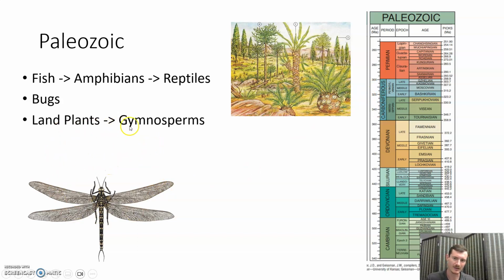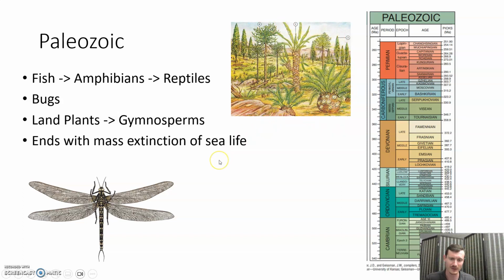We finally get our land plants. Earliest ones, at least in this era, tend to be gymnosperms, right? Stuff with naked seeds, no fruit or flowers, everything kind of looks like a pine tree. To me, I'm sure that's very offensive to someone, but it does, okay. And it ends with a mass extinction of sea life, which, to be clear, is going to be most of the life on the planet at this point.